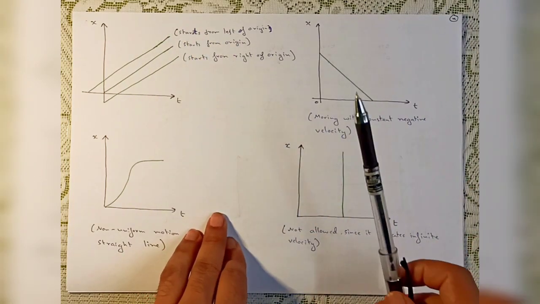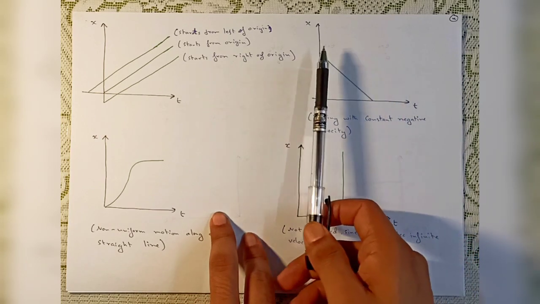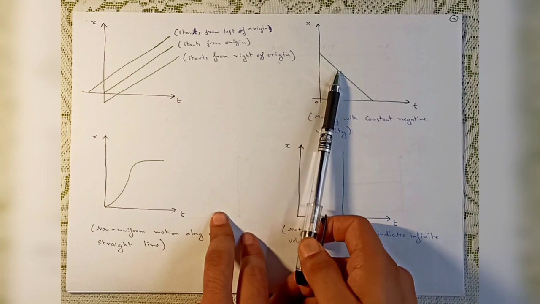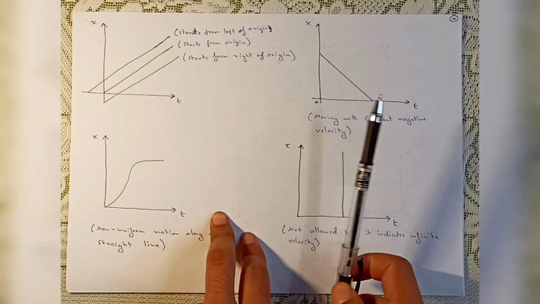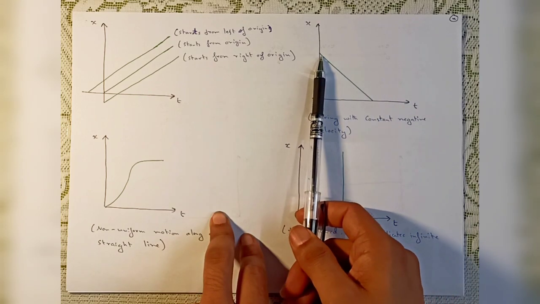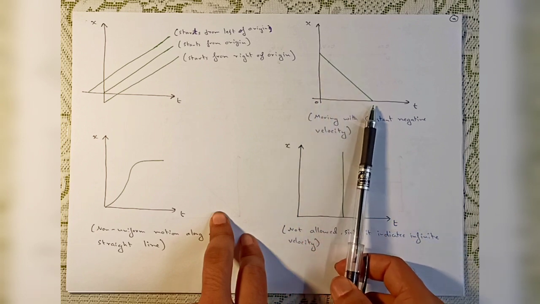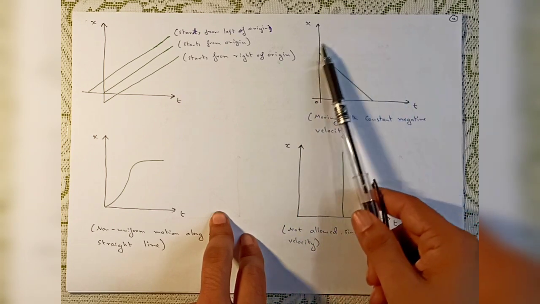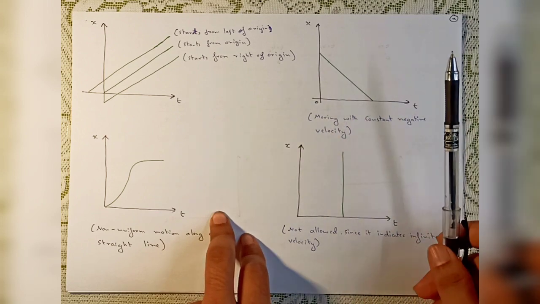And then this graph, out here you see that it is decreasing. It means the body is moving with constant negative velocity. Out here it is decreasing slowly from this point. So this graph indicates that the body is moving with constant negative velocity.